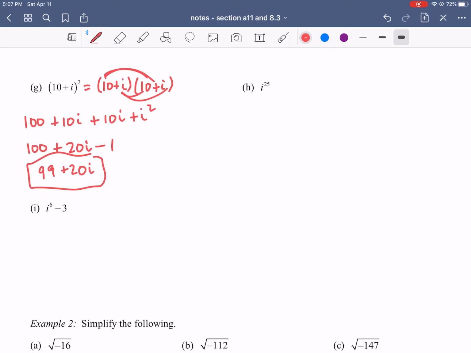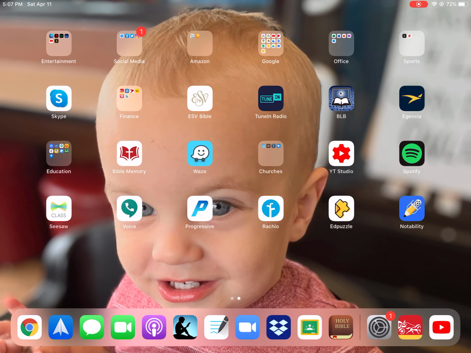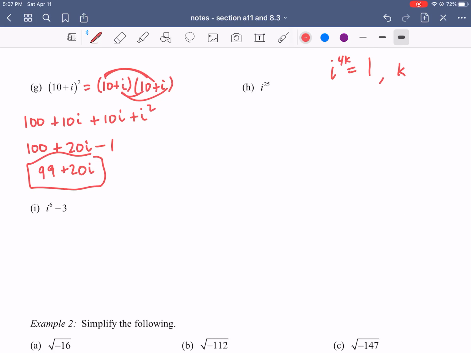Okay, letter H, we're going to use that fact that we discovered earlier, that i to any multiple of 4 is going to equal 1. So i to the power of any multiple of 4 is going to equal 1. So really we could say i to the 4k, where k is an integer. We could say that that's a true fact.